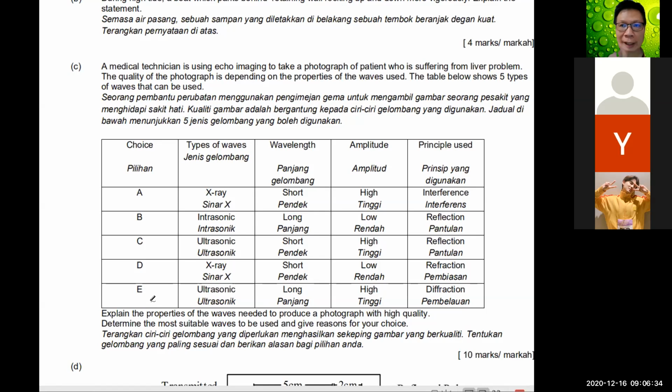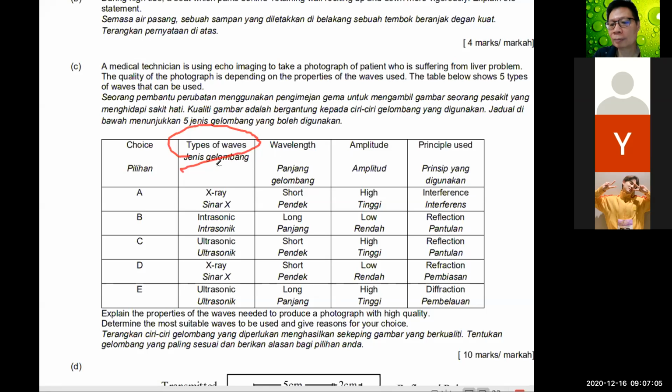So the whole organ, let's say the liver, will reflect the sound differently. So it will form many dots on the screen. Finally, it will form the image of the liver. So by using reflection of the sound, okay? Now, types of wave. What types of wave do we choose? X-ray, infrasonic, I don't know what is infrasonic, ultrasonic.